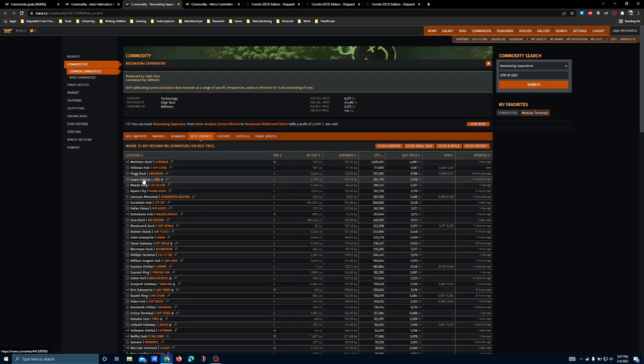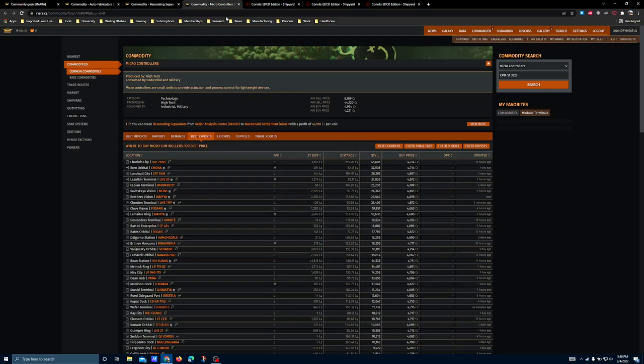Stillman Hub, Flag Dock, Horde Orbital. Just work your way down the list. Look for systems where there are open orbital slots around the station that has the thing you're looking for. Microcontrollers, we got another outpost floating up here. These are running a little bit tighter in terms of quantity. Charlos City and then Lundwell City. Just pick a system and get going.